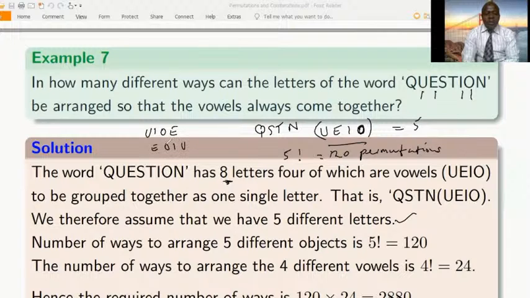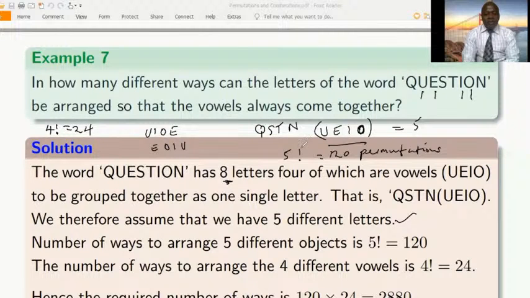So we're asking ourselves that, therefore, among the vowels, in how many ways can you arrange these vowels? And we can see that there are 4 vowels. And they're different. Of course, they're different. None of them is repeated here. So the number of ways you can arrange 4 different vowels is 4 factorial, which is 24.